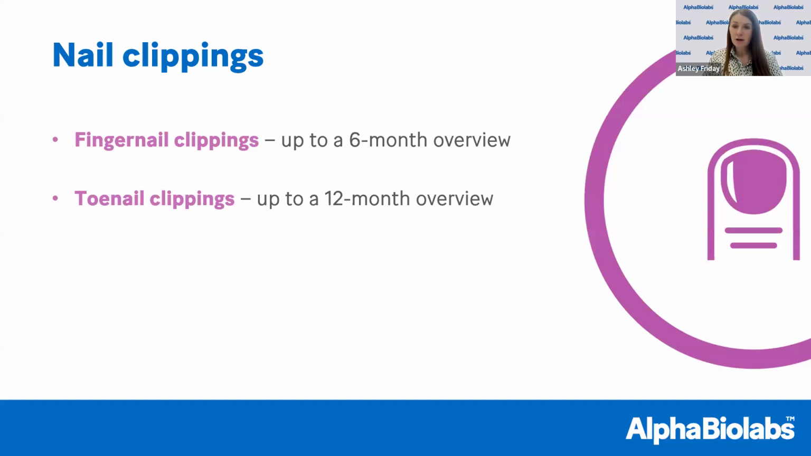If you don't have head hair and you don't have body hair, we can also take nail clippings from your client to test for drug use. Fingernails could look back up to 6 months, whereas toenails could look back up to 12 months. But again, both of those tests would be an overview. So it's always worth considering whether that would be beneficial or whether you'd look for alternative testing.